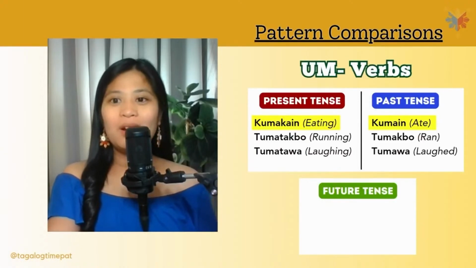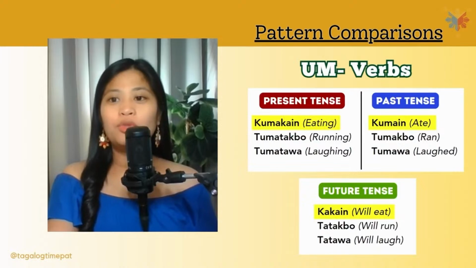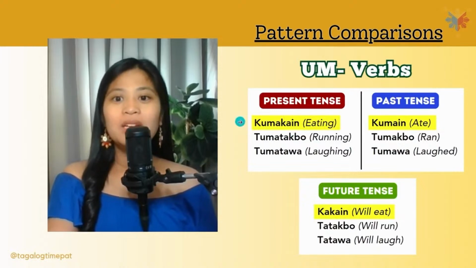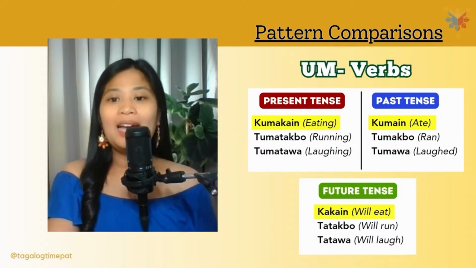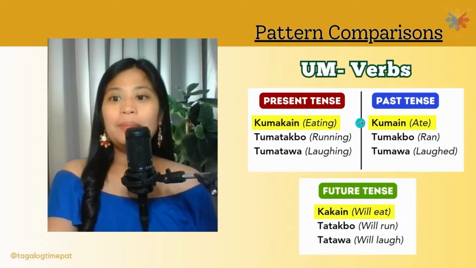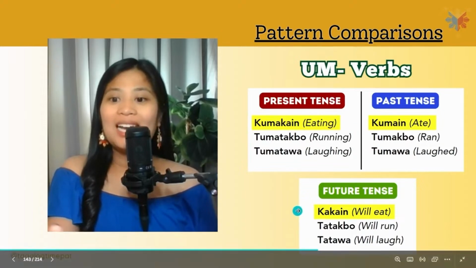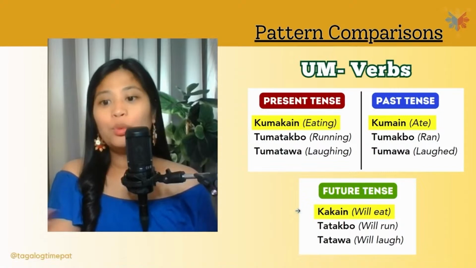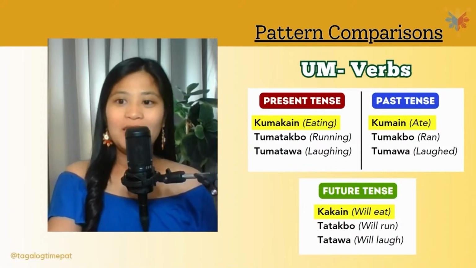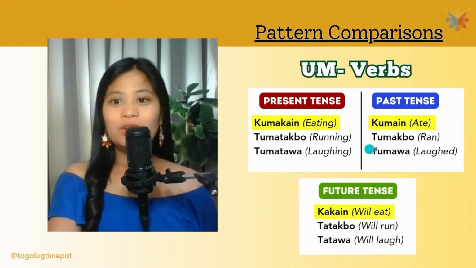So let's go ahead and compare all of the conjugation patterns for um verbs. We'll just take a look at the verb kain here, highlighted in yellow. In the present tense, to eat, it's kumakain. Kumakain ako. I am eating. In the past tense, it's kumain. Kumain ako. I ate. And then in the future tense, it's kakain. Kakain ako. I will eat. So very interesting. All of the conjugation patterns are different for um verbs here.